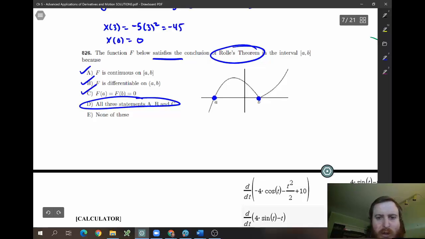Okay, next up is a Rolle's theorem question. Rolle's theorem has three conditions. f has to be continuous, which is A. f has to be differentiable, which is B. And f of a has to equal f of b, which is C. So our answer is all three of these.